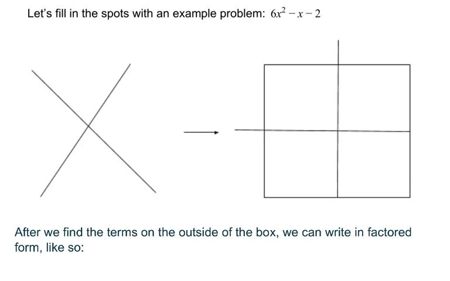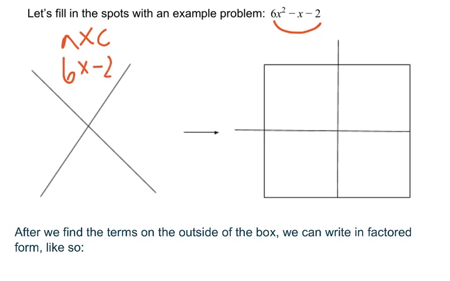So let's fill in the spots with an example problem. 6x squared minus x minus 2. All right, so if we're looking at the top, we want to do a times c up here on the diamond, remember? And now this time our a is not 1, so we actually have to take this 6 times negative 2. And that goes up there.